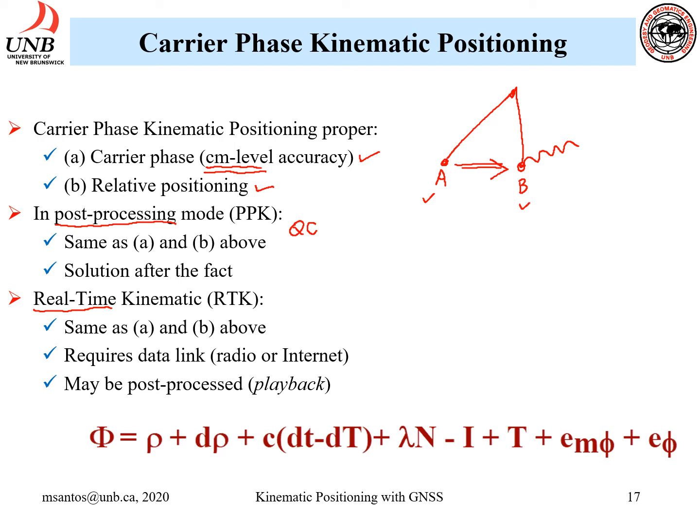So post-processing usually leads to a slightly better accuracy solution. But there is one comment to add about that. There are some software packages that allow what is known as the playback solution for RTK, which means that it's like a post-processed RTK, but it is done without the quality control. So the idea here is to mimic what a real RTK would be.